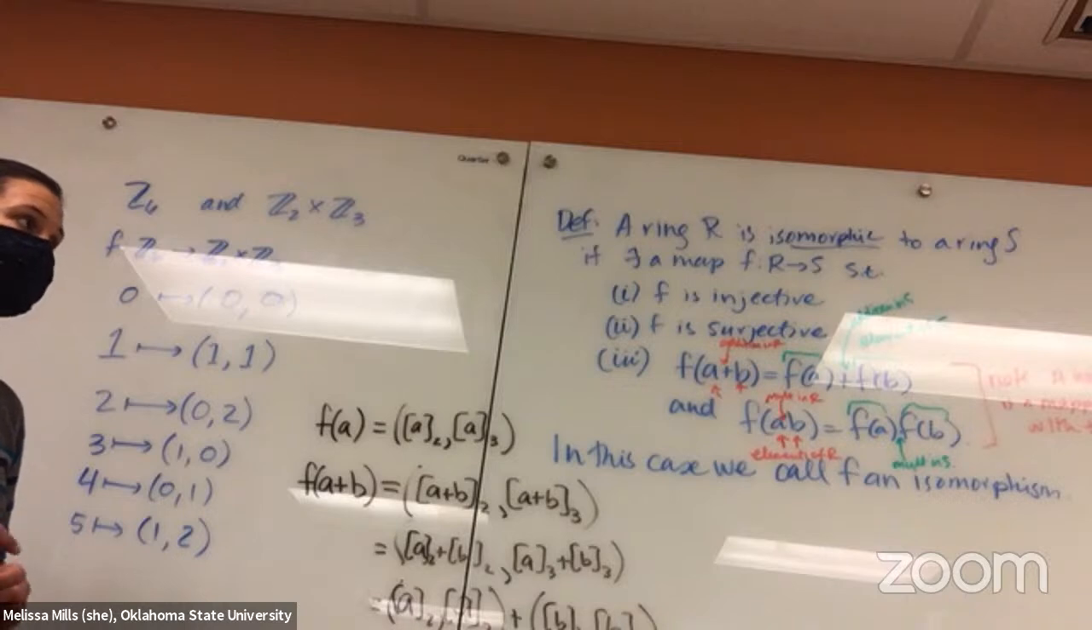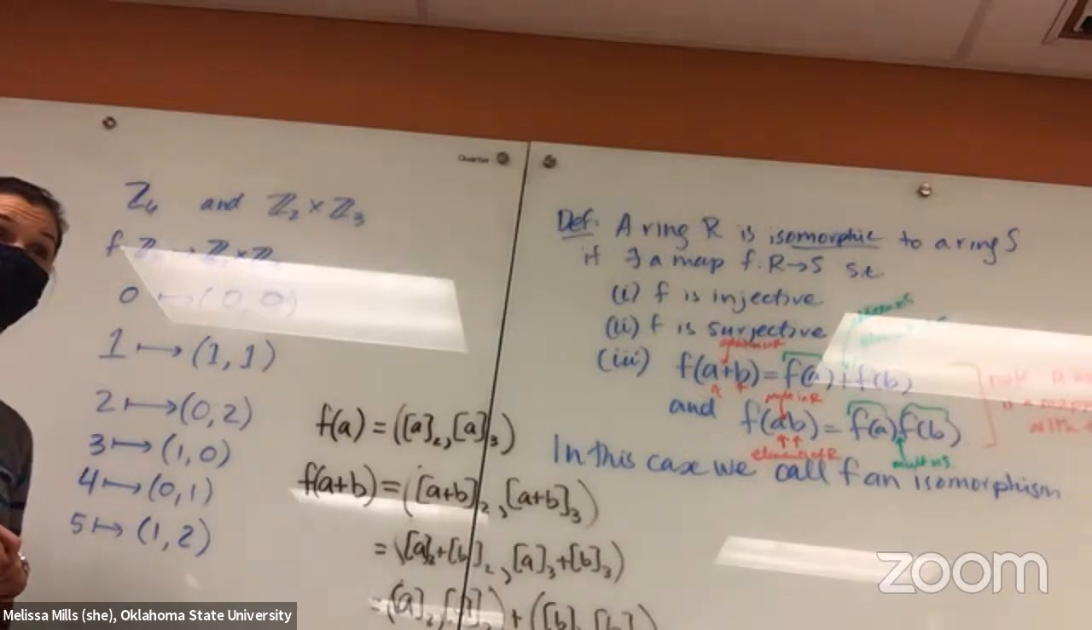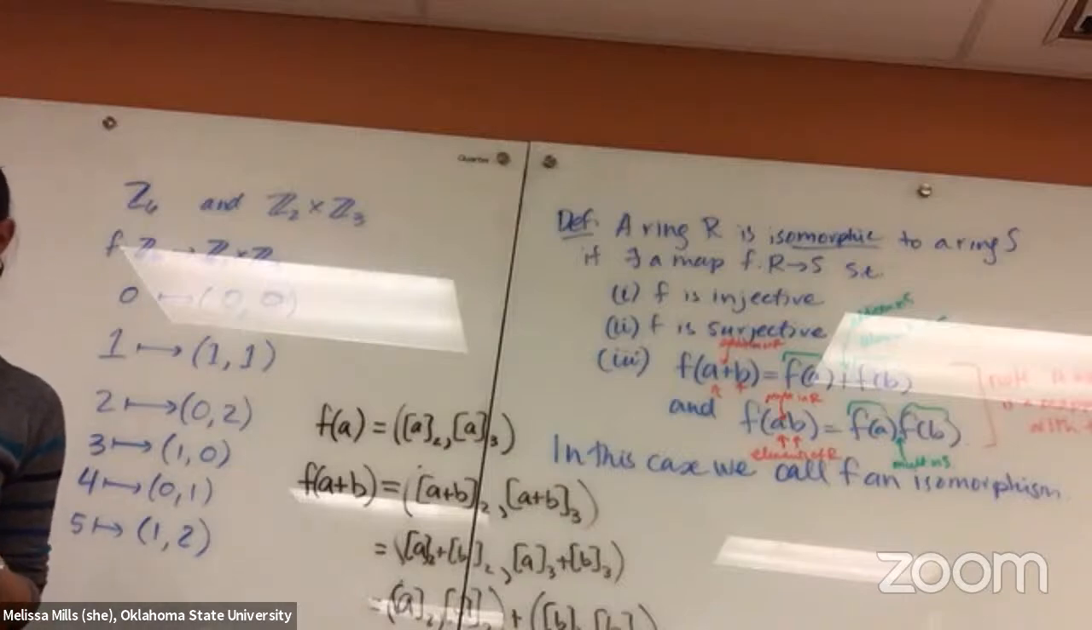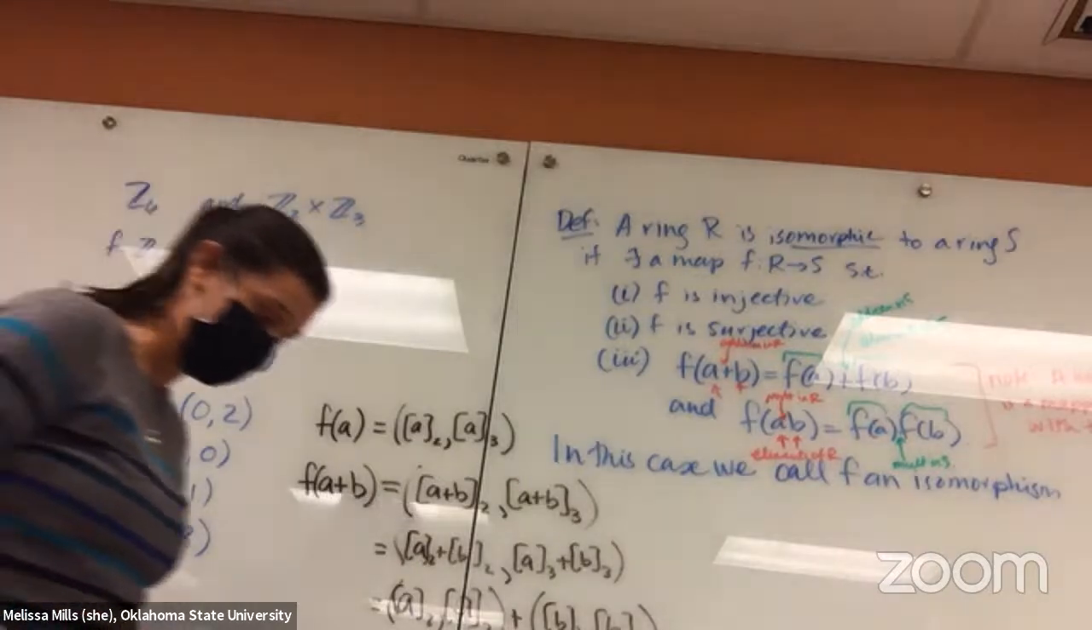So that's what we're going to do. The whole rest of this chapter is just exploring homomorphisms and isomorphisms. That's all we're going to do over and over. So let's do a million examples.